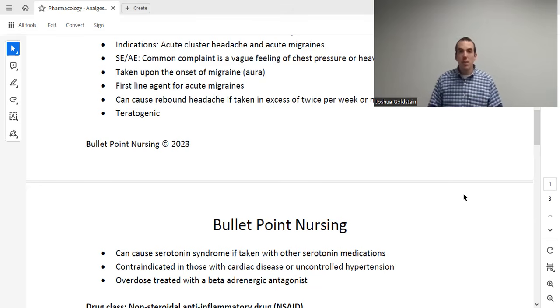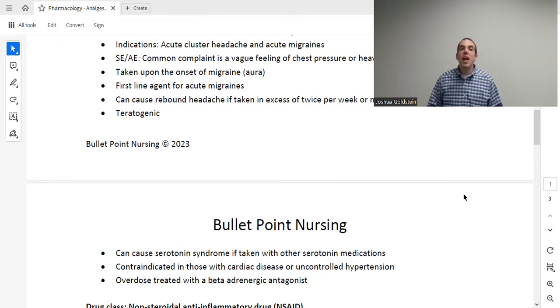Remember, every time before you give this drug, you need to assess your patient for pain before and after. And then afterwards, you're also going to be assessing for any side effects, such as serotonin syndrome, such as chest pressure or heaviness, because we said that's one of the side effects. This medication is contraindicated, cannot be given in patients that have cardiac disease or uncontrolled hypertension, because in those cases, it causes more harm than good.